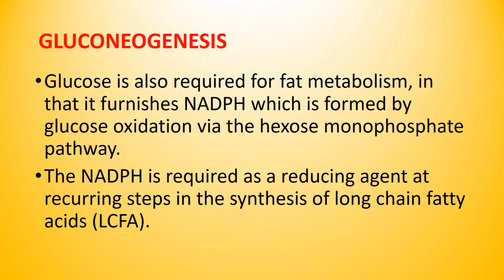Glucose is also required for fat metabolism because it furnishes NADPH, which is formed by glucose oxidation via the hexose monophosphate pathway. NADPH is required as a reducing agent at the recurring steps in the synthesis of long chain fatty acids. So for adipose tissues, glucose is important because it provides NADPH through the hexose monophosphate pathway, and NADPH is utilized as a reducing agent during the synthesis of long chain fatty acids.